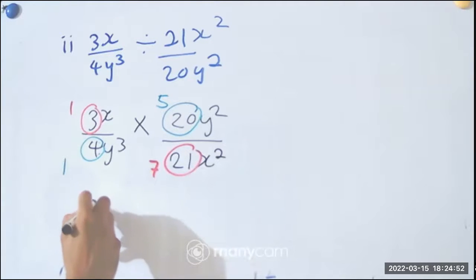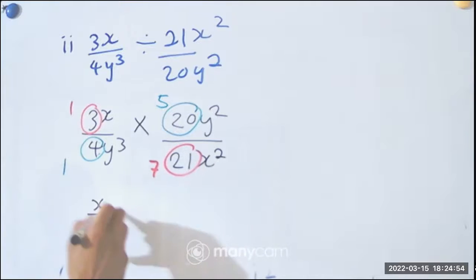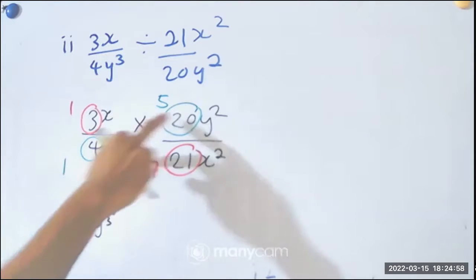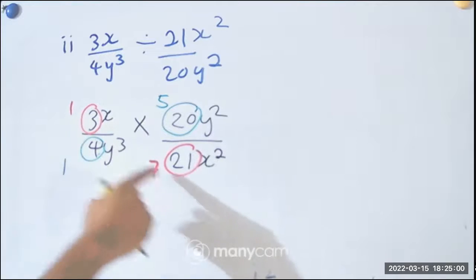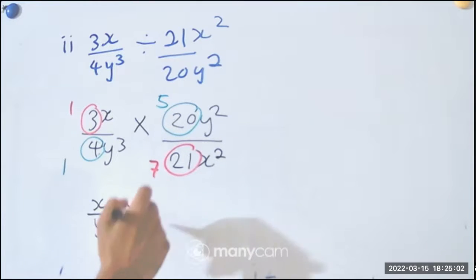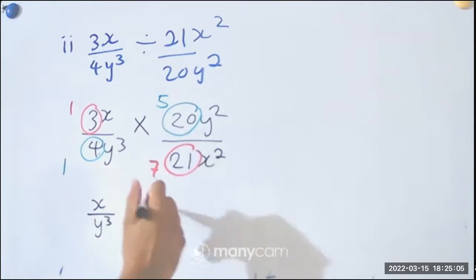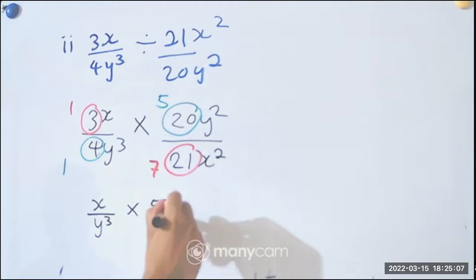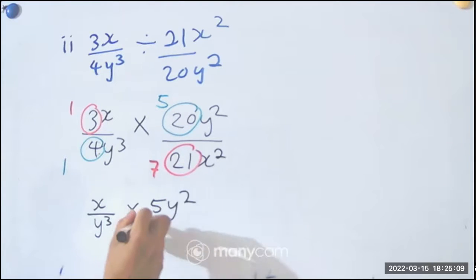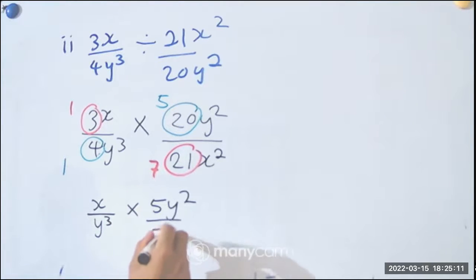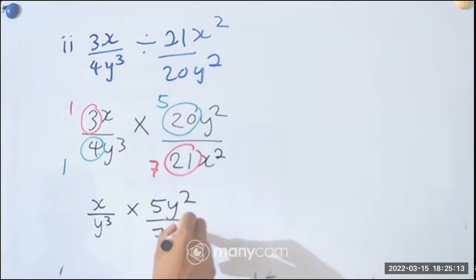So we would have simply x here divided by y cubed. Remember, 4 and the 5 could cancel out, the 3 and the 21 could cancel out. Multiplied, instead of 20, we can write 5y squared. And instead of 21, we write 7x squared. So are we done here yet?